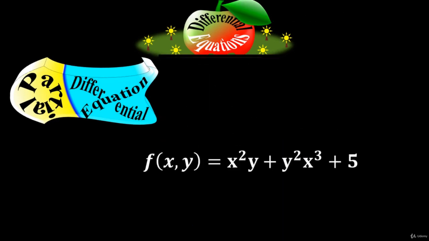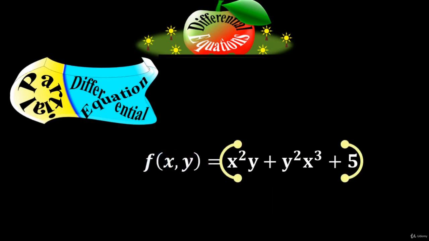How does it look? Here we go. f of x comma y equals x squared times y plus y squared times x cubed plus 5. It's a typical partial differential equation. There are two independent variables, x and y. Remember, in the previous example for the ordinary differential equation, we had only one independent variable. For the partial one here, we have two independent variables, x and y.